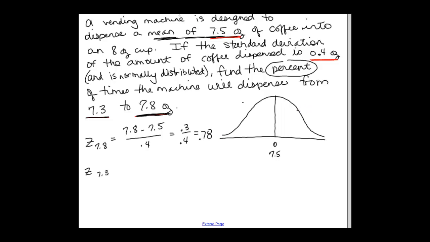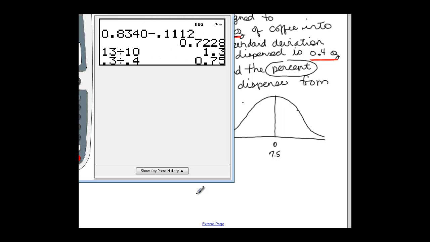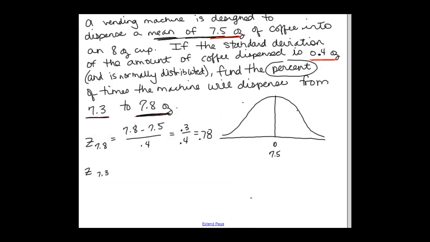Our calculator gave 0.75. So here we've got a z-score of 0.75 for the 7.8 ounces of coffee. And then 7.3, let's find the z-score for that one.